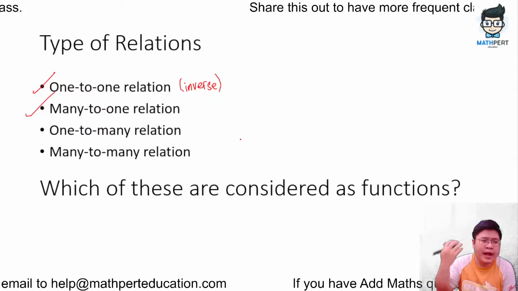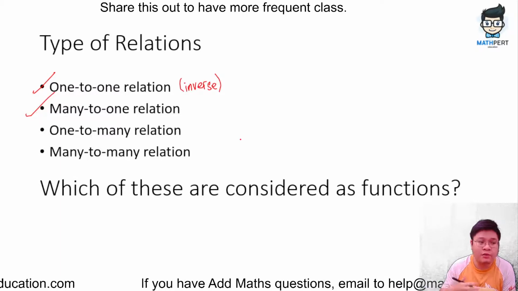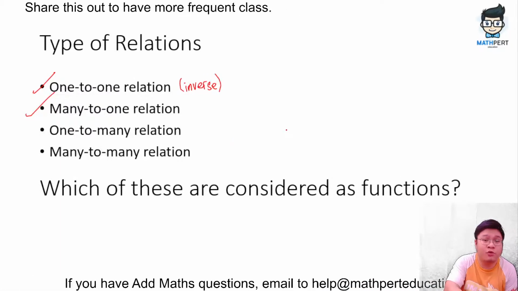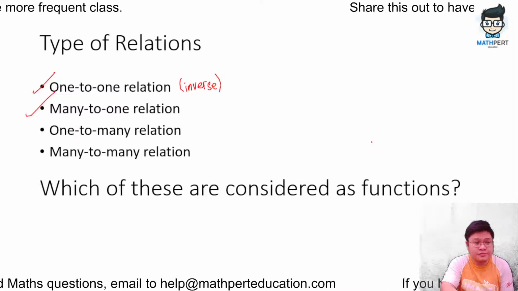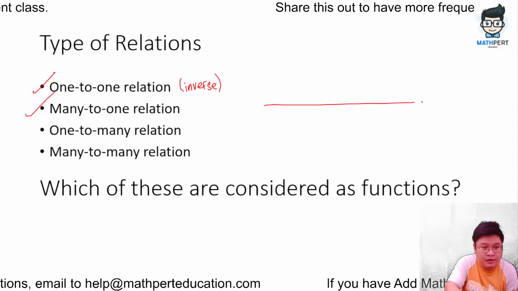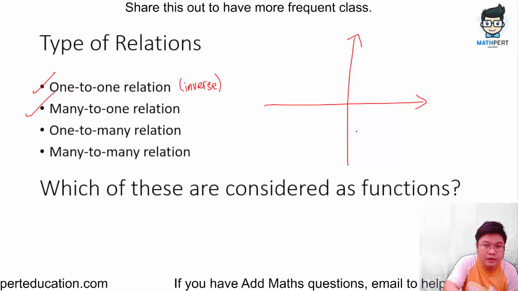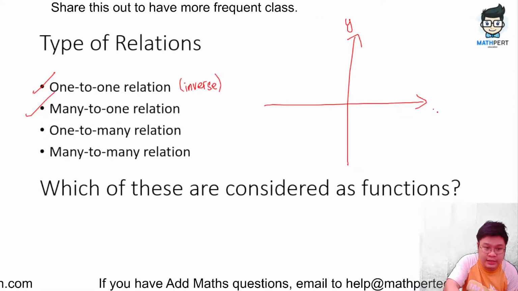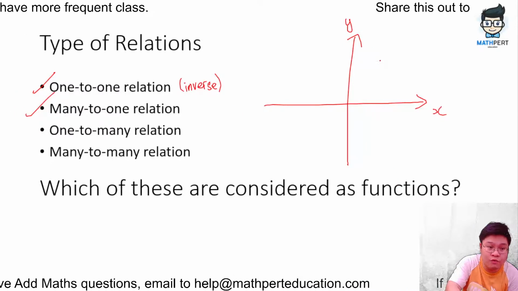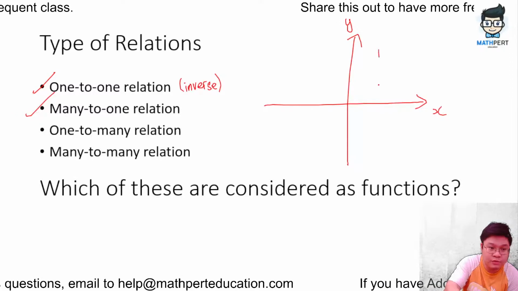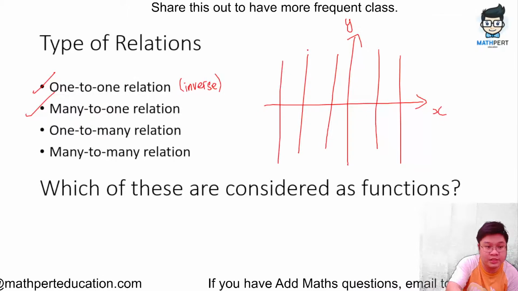So you might ask, how do we determine whether the function is one-to-one, many-to-one, one-to-many, or many-to-many? We use the vertical line and horizontal line to test it. For example, this is a graph. This is the y-axis, this is the x-axis. So how do we test? We use the vertical line test. When we use the vertical line test, let's say this is a graph.